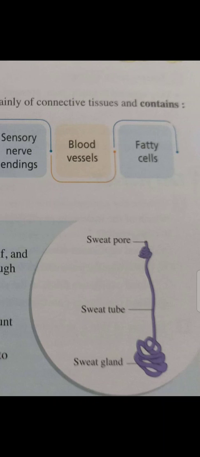What is the component of your sweat? The sweat consists of water, excess salts, and a small amount of nitrogenous waste. Again, we studied in the last lesson that nitrogenous waste is mostly extracted by your body through your kidney, but very small amount by your skin. Okay?